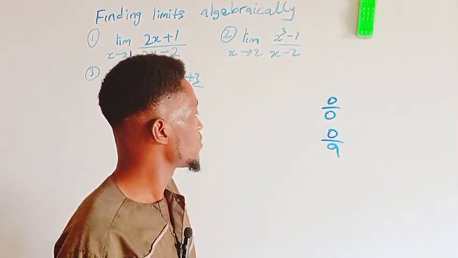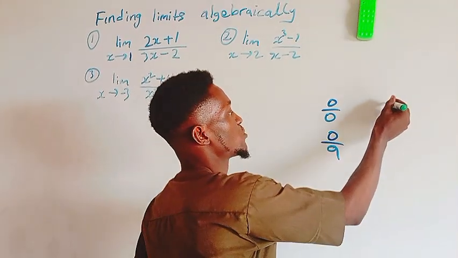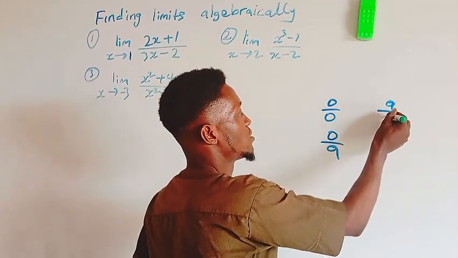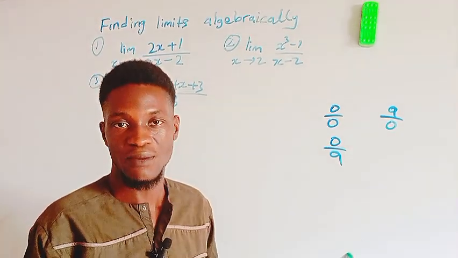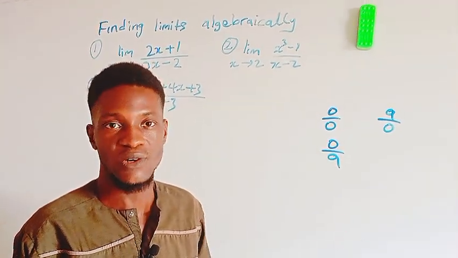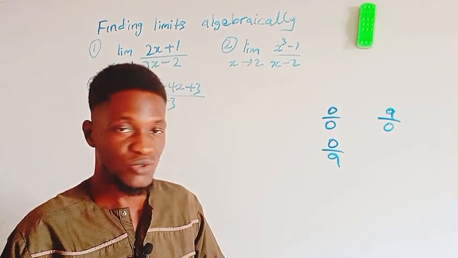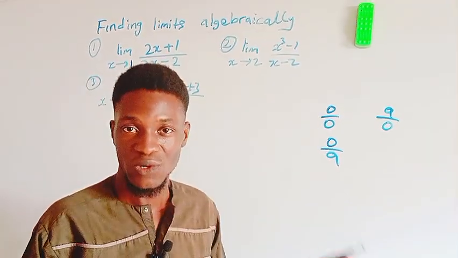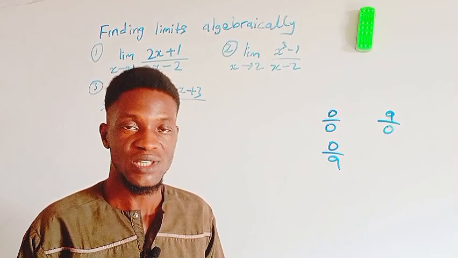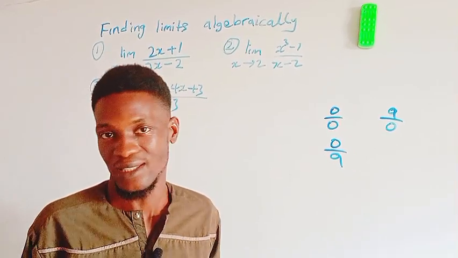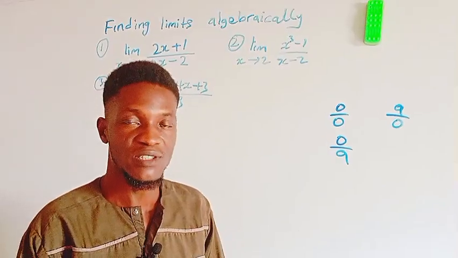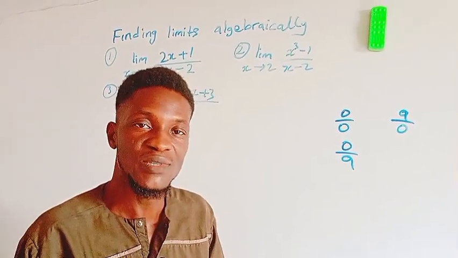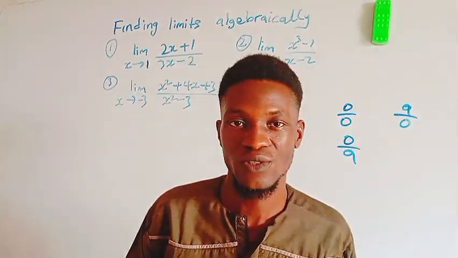But what if you have a over 0? Maybe you have 2 over 0, or 10 over 0, or 20 over 0, any number over 0. What does it mean? It means that the limit does not exist. So these are the basic concepts you need to understand when solving limits.